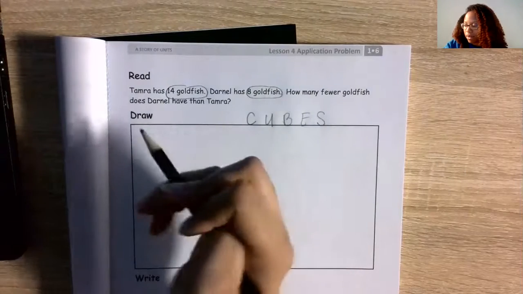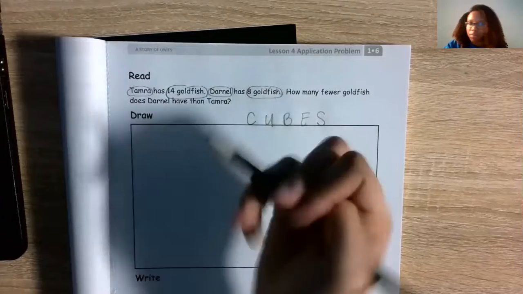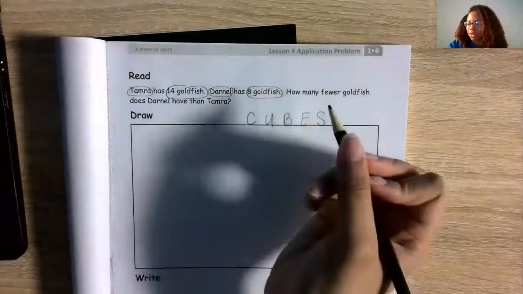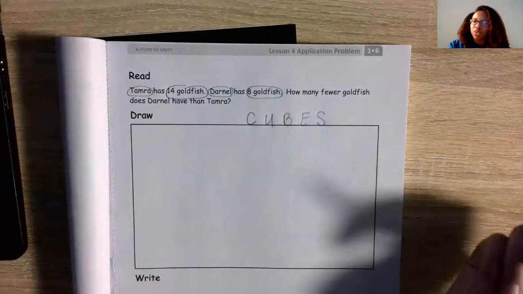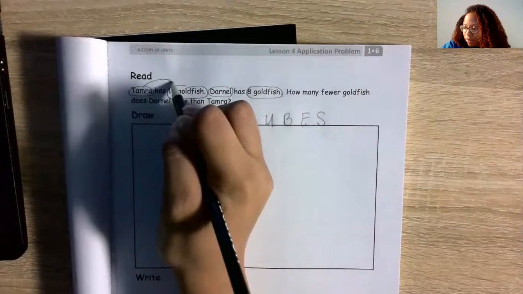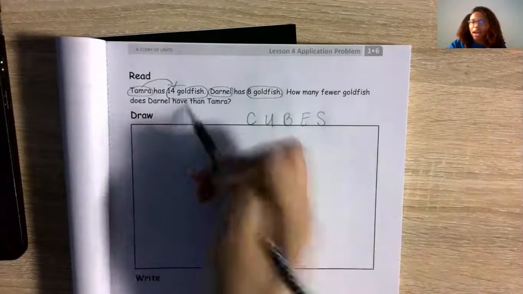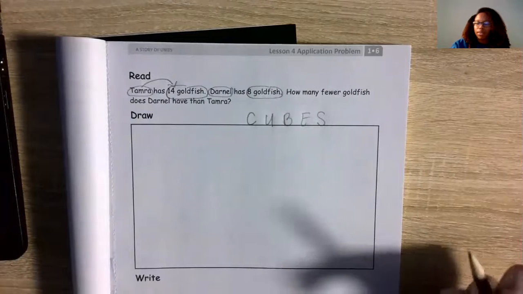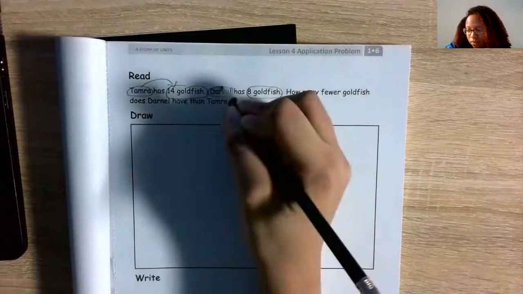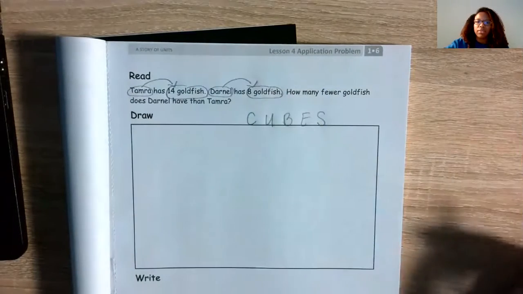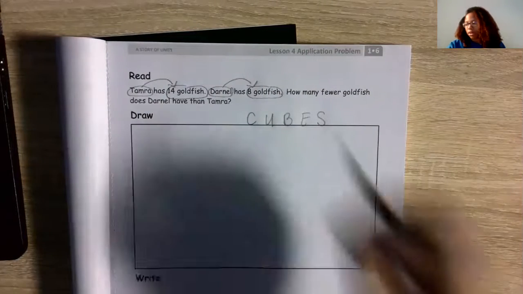Then there's also Tamara and Darnell. But don't forget to do something that is really important. How many goldfish does Tamara have? She has 14. And it's really important to draw our arrow from Tamara to 14, just so we can quickly see how many goldfish she has, just in case we forget. Then how many does Darnell have? He has 8. So don't forget to draw an arrow from Darnell to 8 goldfish as well. If you have that correct, go ahead and check off C.